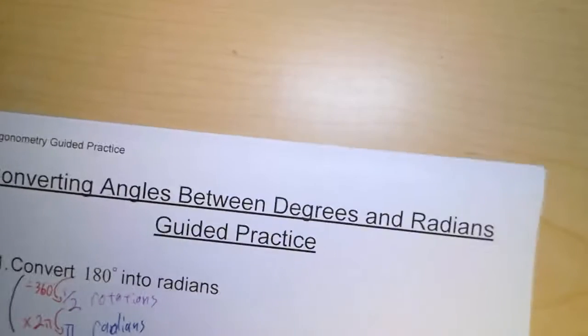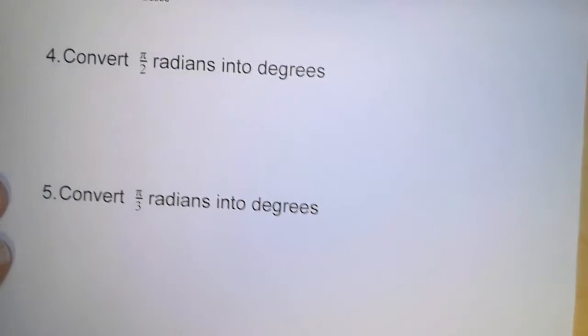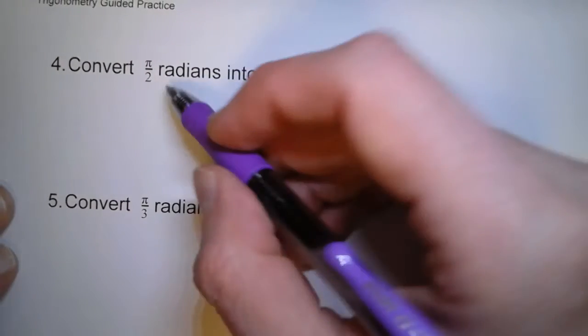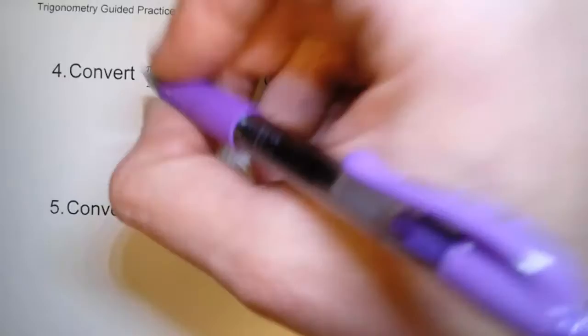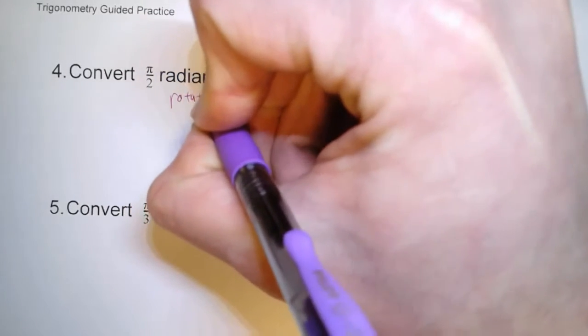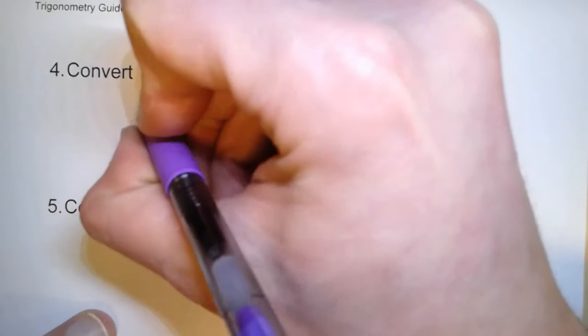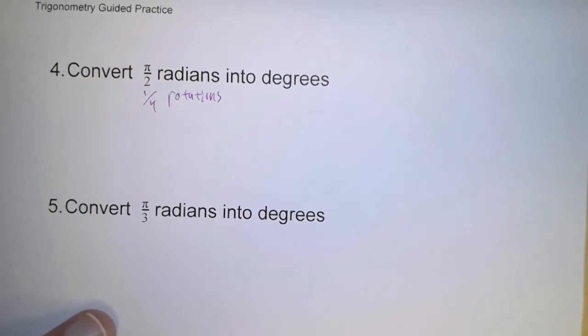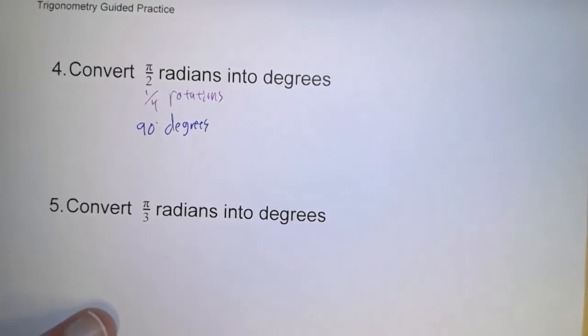Now on the flip side, we're going to go the other way. Now we're going to convert from radians into degrees. And so first we can ask, well, half pi radians. How many rotations is that? Well, if there's 2 pi radians in one full rotation, and if we're taking half a pi, that's 1/4 of a rotation. And so then how many degrees is that? Well, if there's 360 degrees in a full rotation, that means there have to be 90 degrees.